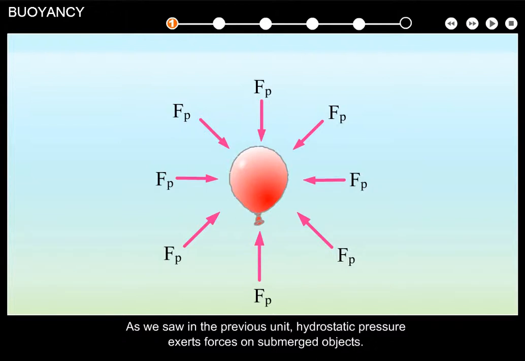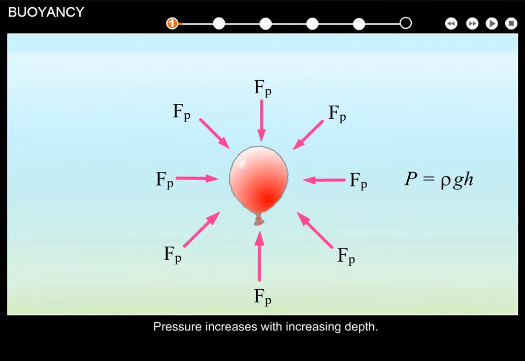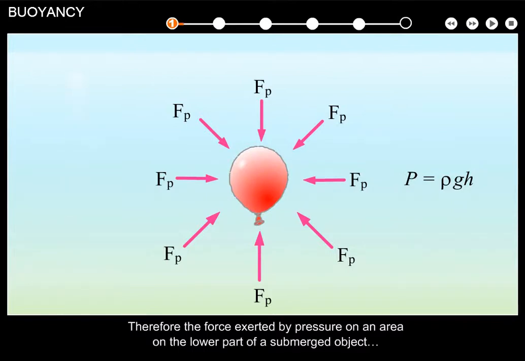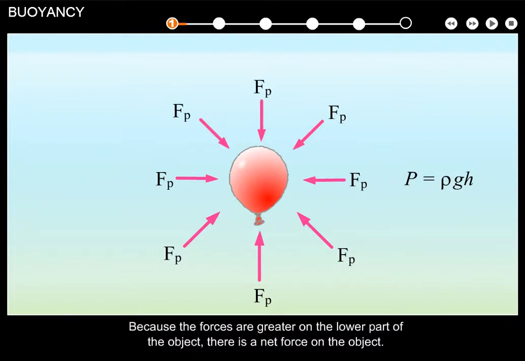As we saw in the previous unit, hydrostatic pressure exerts forces on submerged objects. The hydrostatic pressure P equals the density ρ times the acceleration of gravity g times the depth h underwater. Pressure increases with increasing depth. Therefore, the force exerted by pressure on an area on the lower part of a submerged object is greater than the force exerted on an area of the same size on the upper part of the object. Because the forces are greater on the lower part of the object, there is a net force on the object.